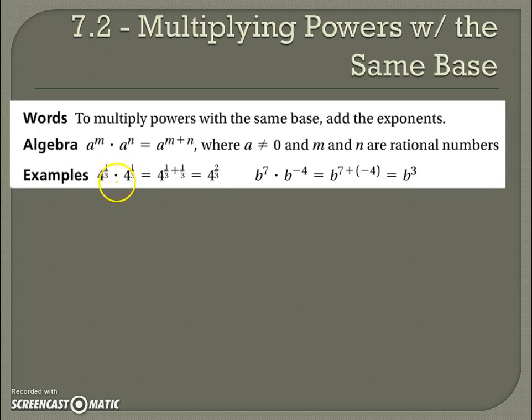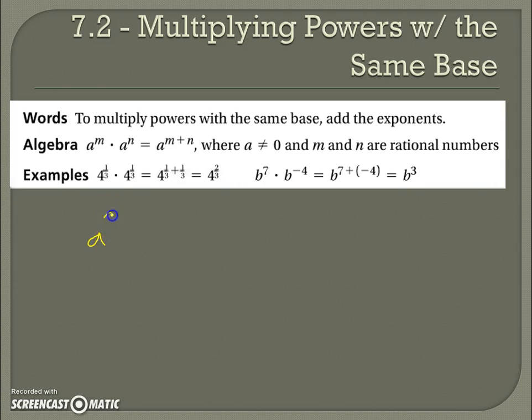But 4 and 4 are the same base, so I would add these two exponents. Over here, b to the 7 times b to the negative 4 would be 7 plus negative 4, which means it's b cubed. Here's why this works. Just a real quick example.